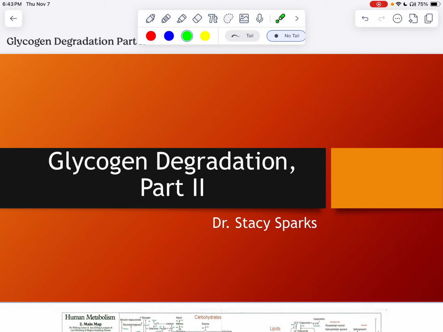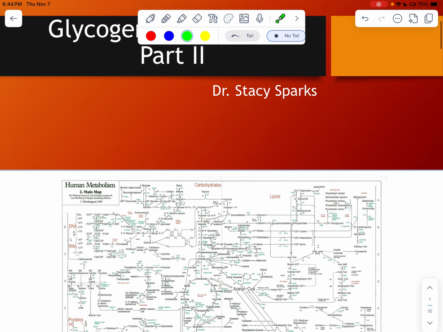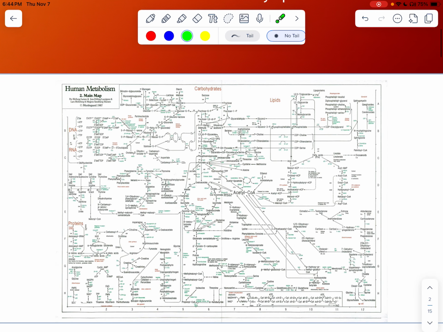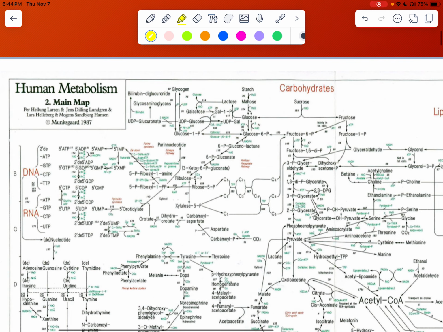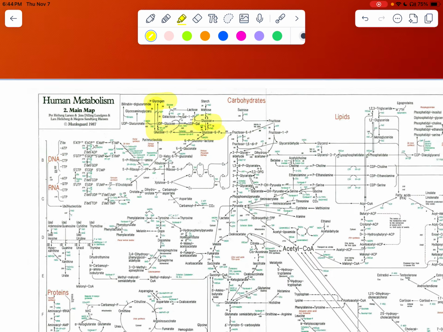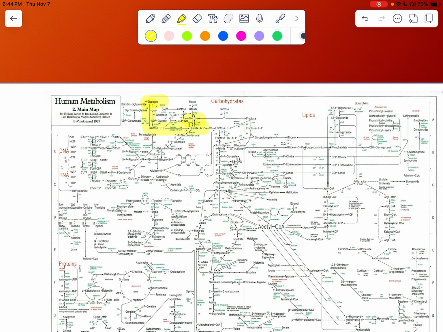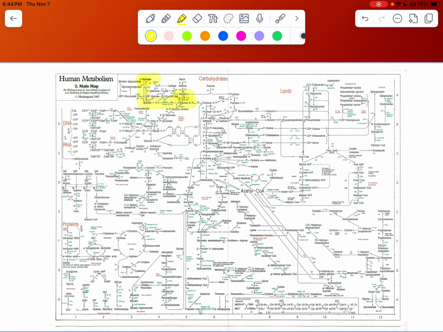Okay, welcome to the second part of our video series on glycogen degradation. To highlight where we are in our metabolic map up here: if you remember, glycogen is here, and we're breaking this glycogen down to glucose 6-phosphate and then generally back up to glucose, although at that point it can enter different pathways.